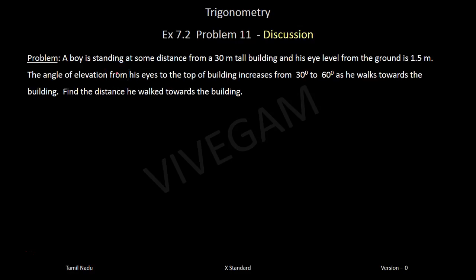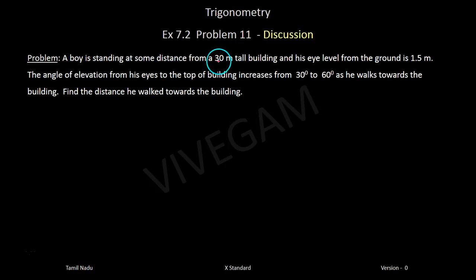A boy is standing at some distance from a 30-meter tall building and his eye level from the ground is 1.5 meters. The angle of elevation from his eyes to the top of the building increases from 30 degrees to 60 degrees as he walks towards the building. Find the distance he walked towards the building.